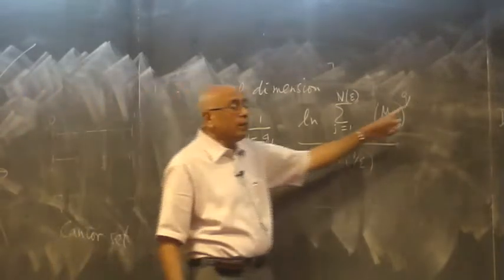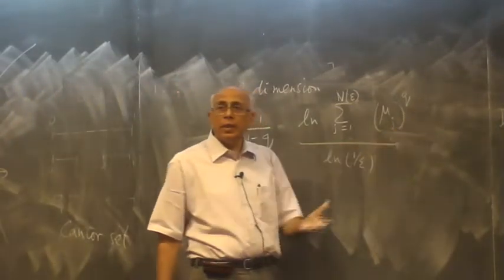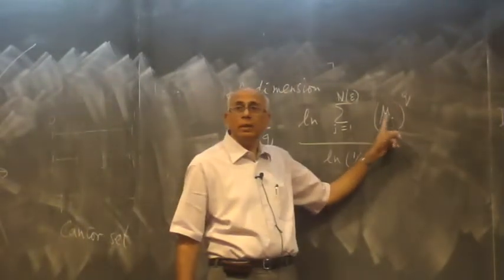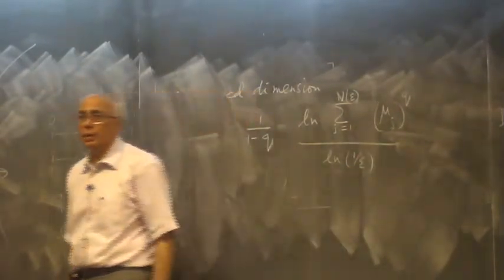But the advantage of this definition is that if q is negative, then those cells that are rarely visited get dominance, because this fellow here, mu, is very small in that case, raised to a large negative power.